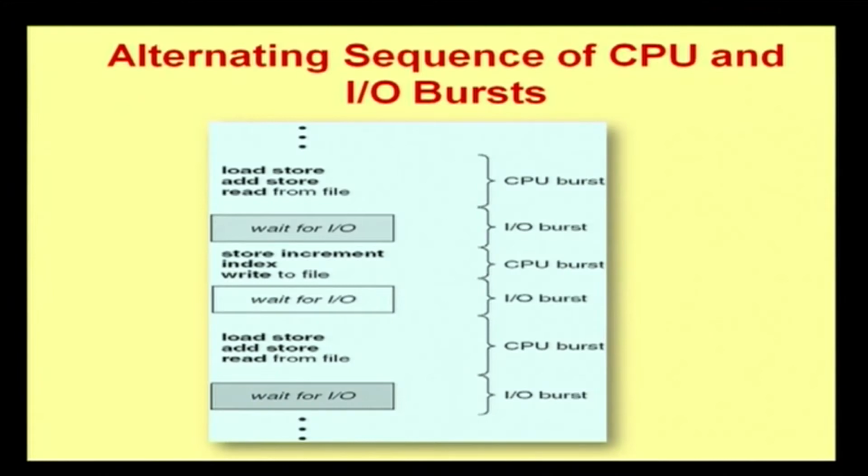So let us have a look at this snippet. In the snippet there are many different lines. Let us see from this line. We have load store, add store, read from file. To execute this task, each and every line of execution you call a thread, and this program execution you call a process. So to execute these lines, the time allocated by the CPU is called the CPU burst time.